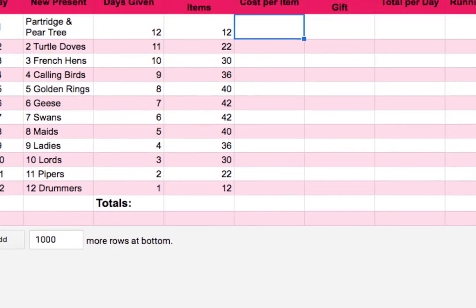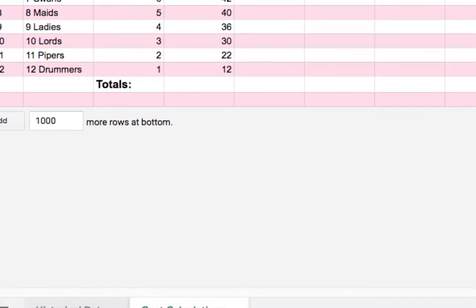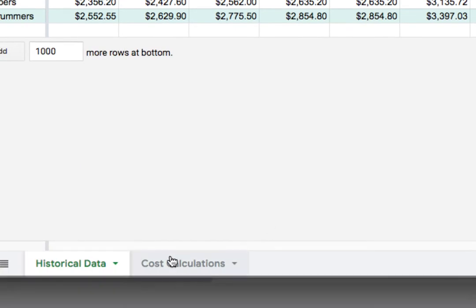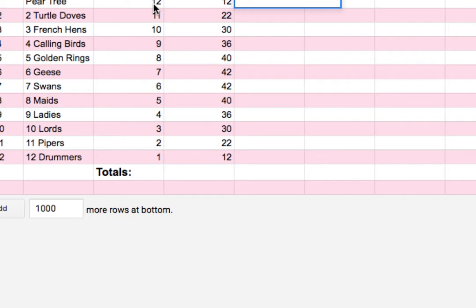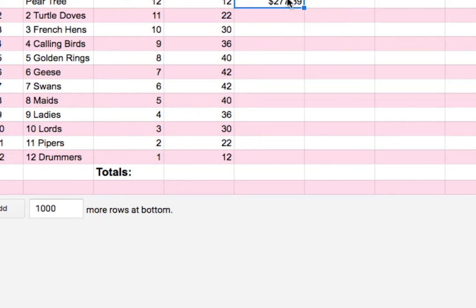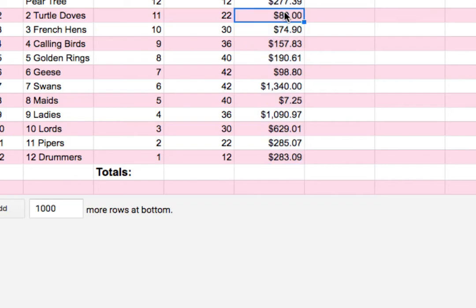So let's go back to cost calculations here. The cost per item, we're going to say is equal to, and we're going to pull that item over here, the 277. But then I have to go back here, and I'm going to divide by the day. And now, autofill, yes, but I'm going to manually autofill here. So notice $80 gives you 1 turtle dove. $74.90 is 1 French hen.